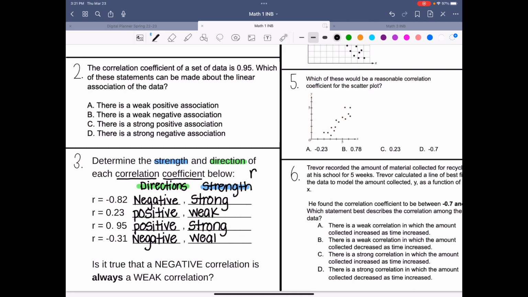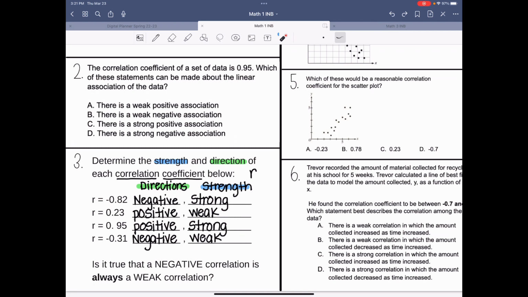I also tell students, think about it like money. 0.825 is like 82 cents. That's closer to $1. That's going to be strong. 0.23 is like 23 cents. That's going to be closer to 0, so that's going to be weak. 0.95 is like 95 cents. That's closer to $1, so that's strong. And 0.31 is like 31 cents. That's closer to 0, so that's going to be weak. And then you just have to remember the positive numbers mean it's going up, and the negative numbers mean it's going down, so it's negative.